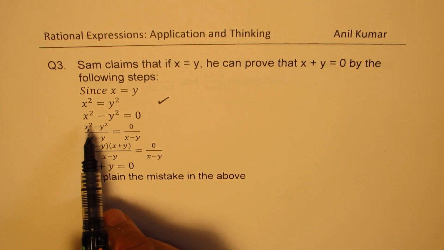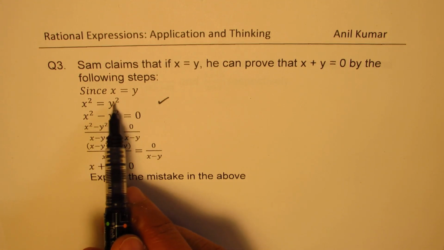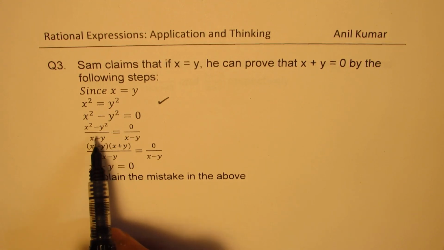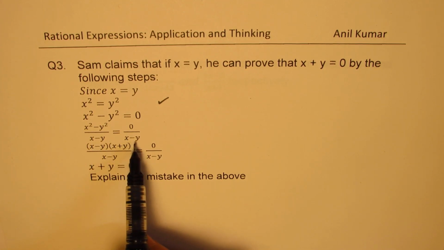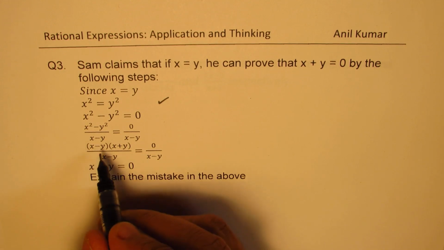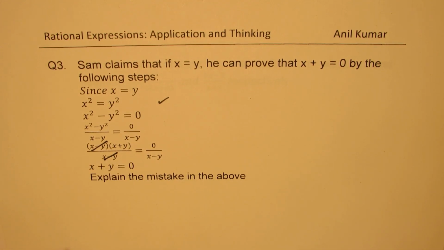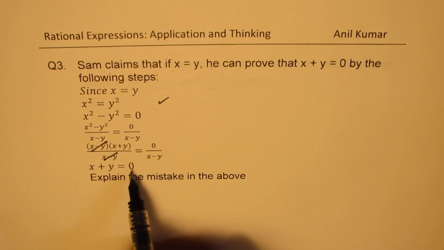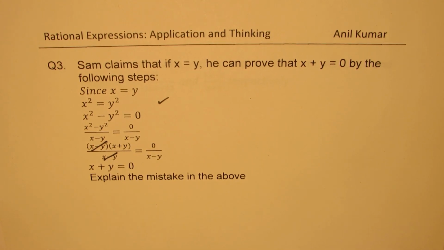And then we have x squared minus y squared equals 0, bringing it to the left side. And then we divide both sides by x minus y. And then this x minus y cancels. 0 divided by anything is 0. So you get x plus y equals 0. That is the explanation of Sam. Now, how do you say whether this is correct or false?